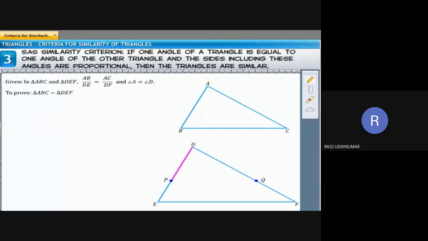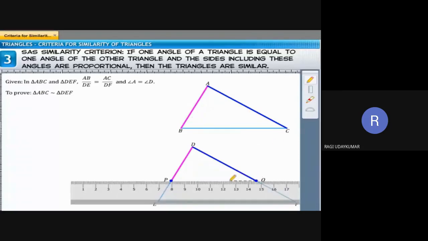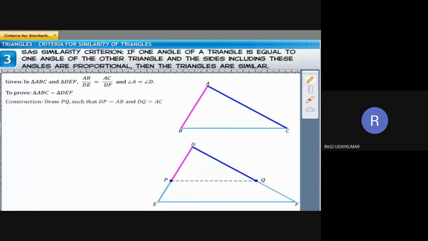Therefore triangle ABC is similar to triangle PQR. So that means, in the SAS criterion, whenever you take it into consideration, you draw a small construction PQ. In all the three theorems, you need to draw PQ such that DP is equal to AB and DQ is equal to AC.